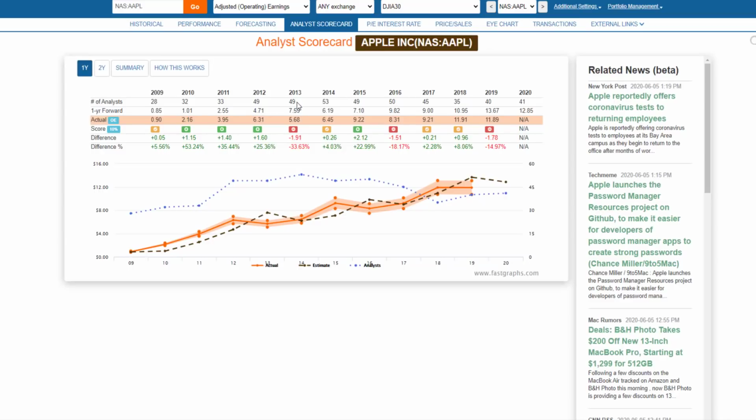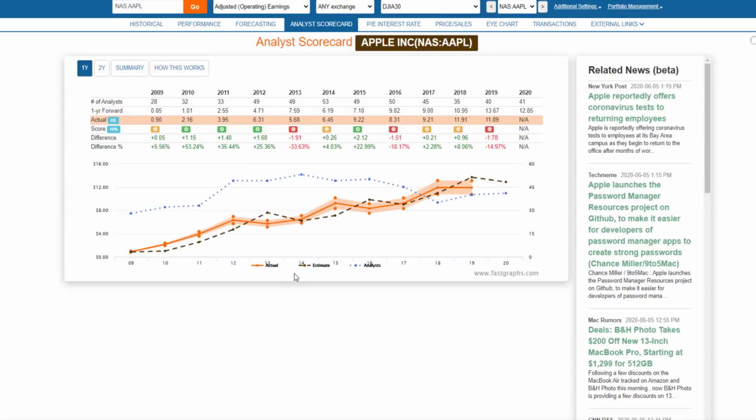Like in 2013, on the 1-year forecast, at the end of 2012, beginning of 2013, fiscal year that is, analysts were forecasting $7.59. Apple earned $5.68 when they finally reported. They missed it by $1.91, and that was a 33.6% miss. And then, of course, when they beat it in 2015, analysts were forecasting $7.10, and then they came in at $9.22. They beat it by $2 or 23%, and so on and so forth.